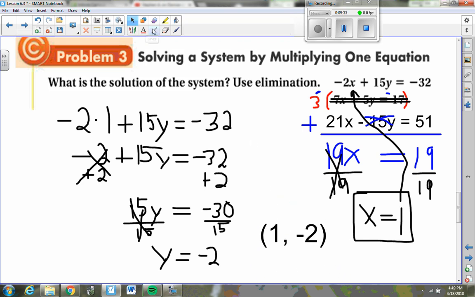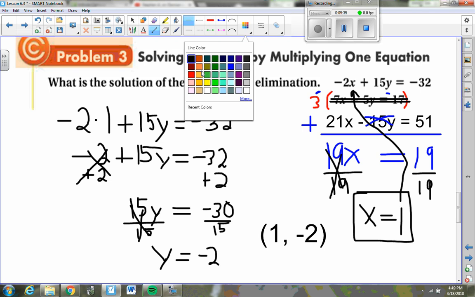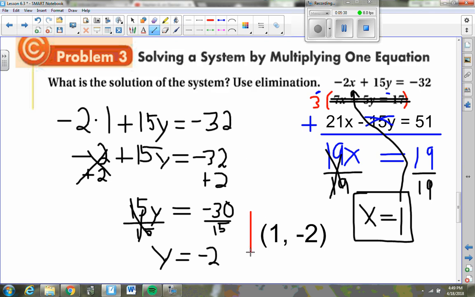Okay, so that entire process was exactly the same as what we have done previously, except now I have that extra step in the beginning, remember, where I had to multiply the whole equation by 3 in order to get the number in front of my y variable to be the same. But once I had that, the process was exactly the same. I add because I had different signs. I solve for x, I plug it into one of the equations, and I find my y value.